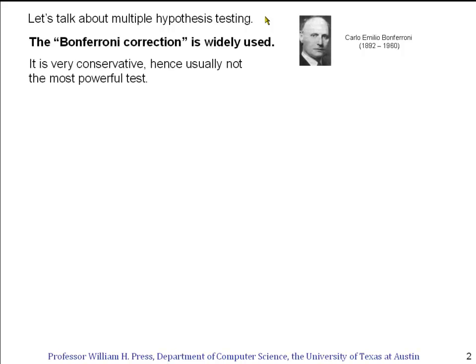The standard way that this correction is done is what's called the Bonferroni correction. Here's Bonferroni, whose years were 1892 to 1960. This is a very conservative test. It's the gold standard. If your data passes the Bonferroni correction, then your data really is significant. It's so conservative, however, that sometimes you're going to lose valid discoveries by using the Bonferroni test, and we'll talk about that a little bit later.